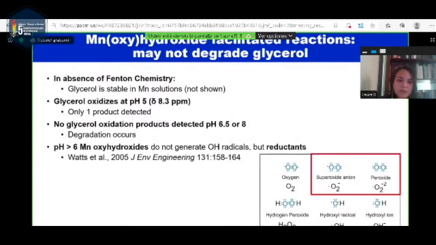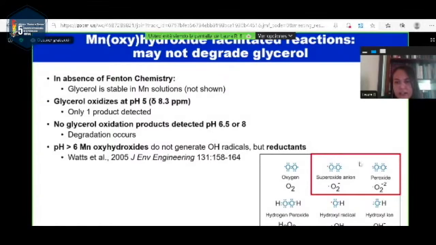And that's actually consistent with previous work that's looked at Fenton reactions facilitated by manganese. They found that when you do the reaction at pH greater than 6, you generate reductants and not hydroxyl radicals. And what's interesting is that at pH greater than 6, the manganese is actually crashing out and forming oxyhydroxide. So if you do it at pH less than 6, you form hydroxyl radicals. But when you have the mineral present, you don't.